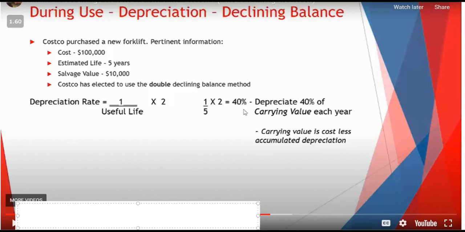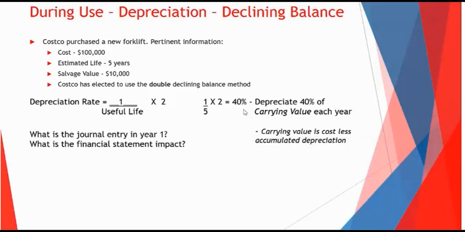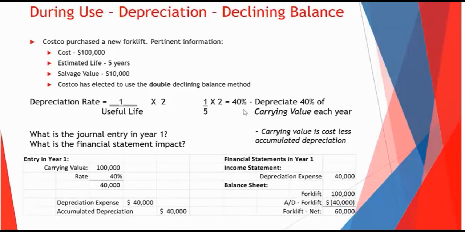And let's go ahead, keep it on. So we go to year 1 then, and we'll do the journal entry and the financial statement impact. The carrying value at the start is $100,000. We don't reduce that by the salvage value yet. We'll eventually get that into play, but for now, we just ignore it. Carrying value is cost less accumulated depreciation. Cost is $100,000.